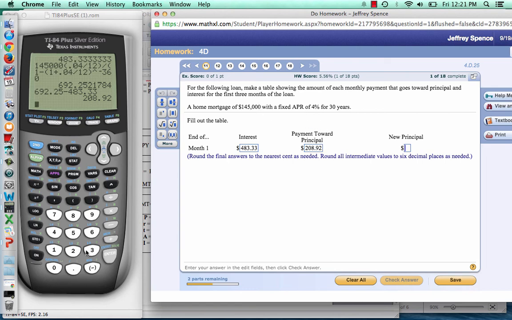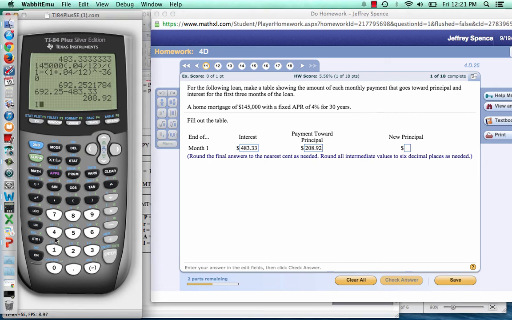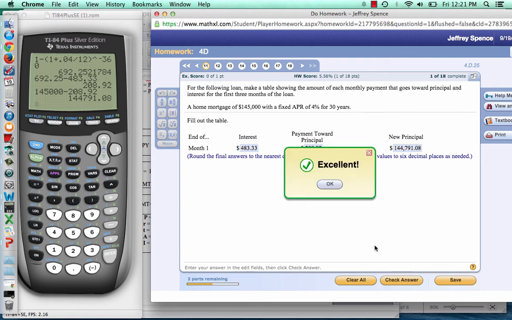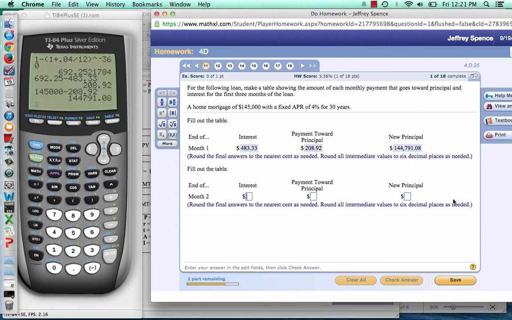So the new principal is the $145,000 minus this payment that goes towards the principal. We owe $208.92 less. So $145,000 minus that $208.92. This is our new balance. So the new principal is $144,791.08. Check that answer. Looks good. Now we have to do this for the end of month 2.